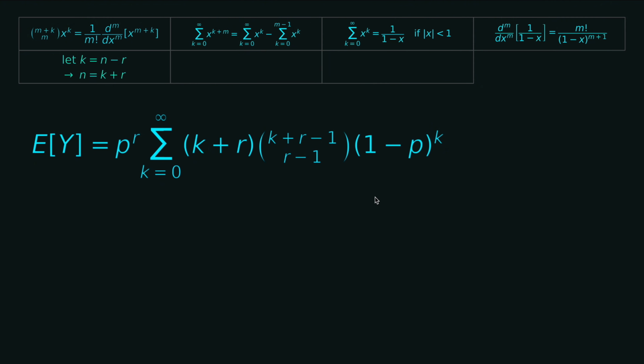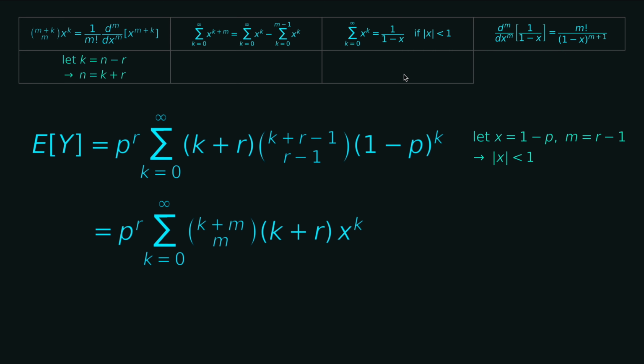Okay, now what I'm going to do is make another substitution. I'm going to say let x equal 1 minus p and m equal r minus 1. Since p is a probability, 1 minus p will be less than 1 in absolute value. That's going to be important when we use the geometric series up here. So that's going to make the summation look way nicer.